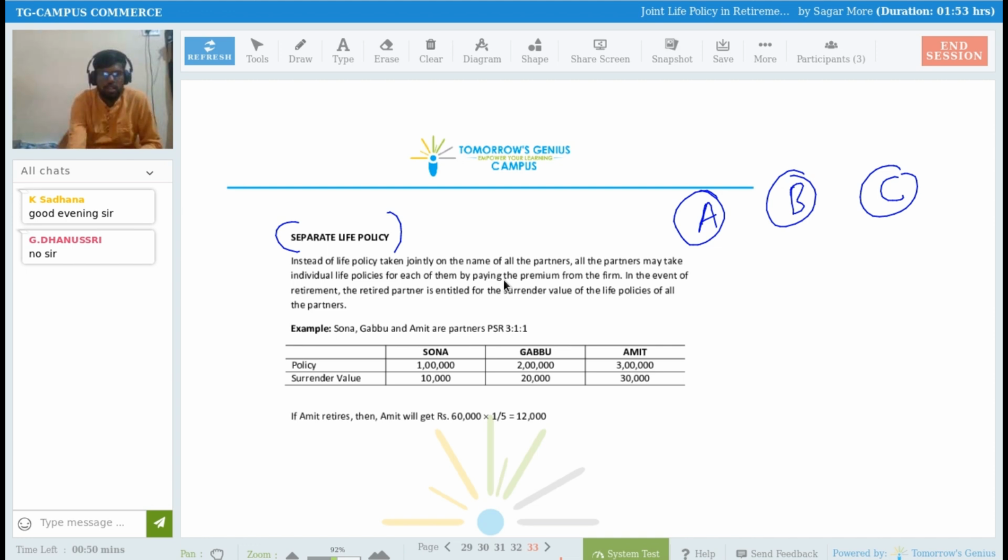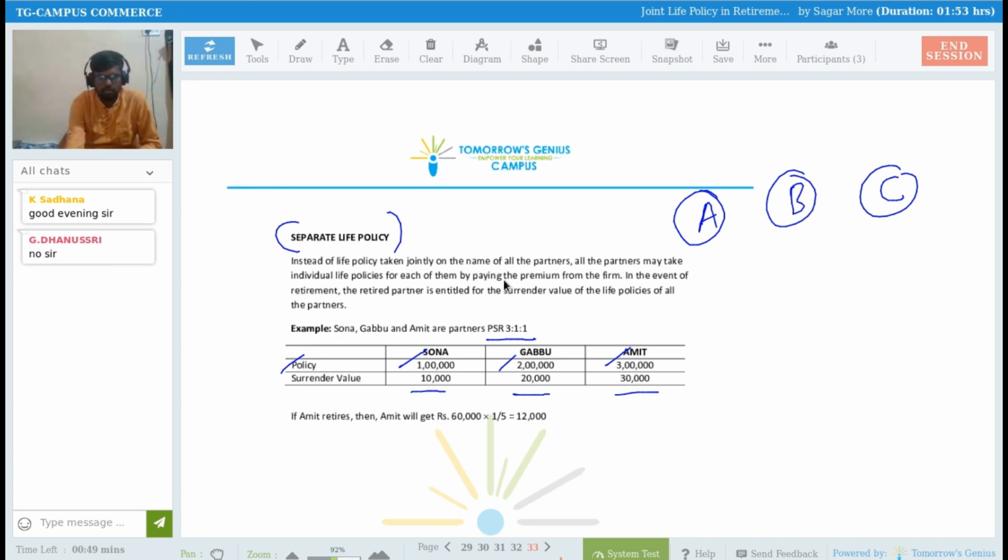See, for example, Sona, Gabbu and Amit are partners in the ratio of 3:1:1. Sona purchased a policy of 1 lakh rupees, 2 lakh rupees by Gabbu and 3 lakh by Amit. So surrender values are how much? 10,000, 20,000 and 30,000. So whenever, before the death of a partner, on any occasion, if they want to surrender their policy, they will get 10,000 rupees, 20,000 rupees and 30,000 respectively, right?